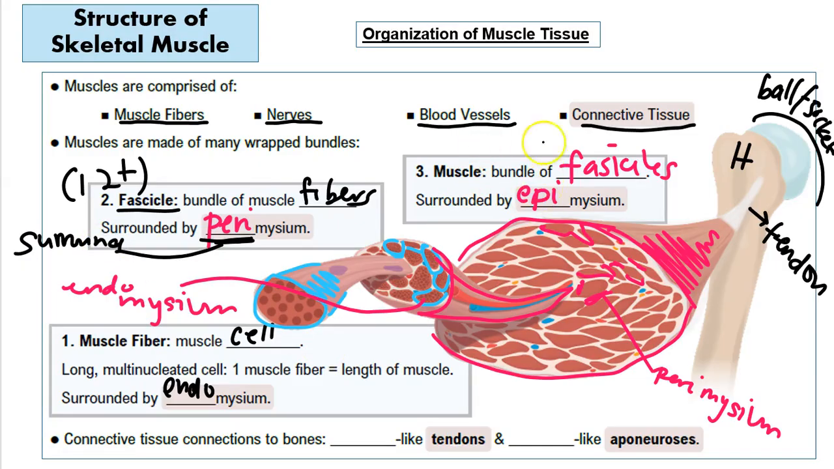And then we have our muscles, which is a bundle of fascicles, right? And they're going to be surrounded by epimysium. Epi is going to mean the surface or the outside of something, so that will help remind you that it's going to be on the outside of the entire muscle itself.